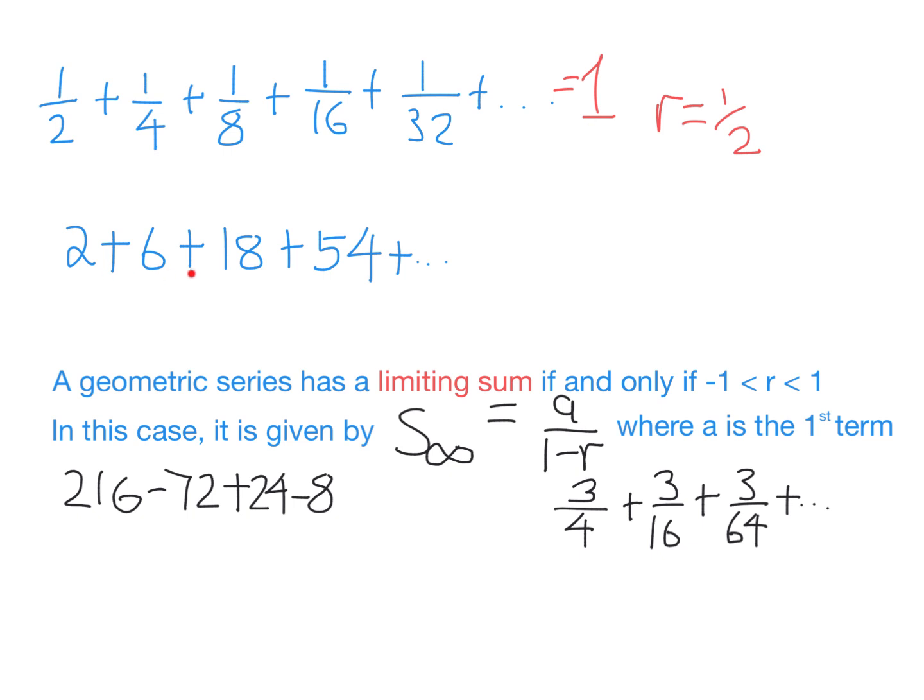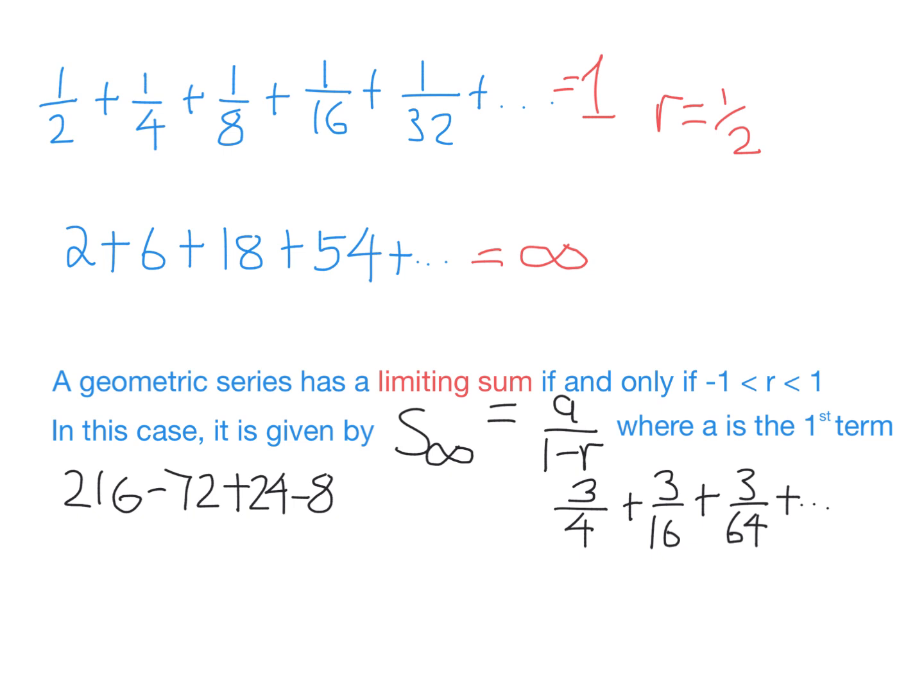Now, this is not the case for this series here: 2 plus 6 plus 18 plus 54. You can see clearly that the terms are getting larger. In fact, they're going to get larger very, very quickly. So if you just keep adding terms of this series, it's just going to get larger and larger.